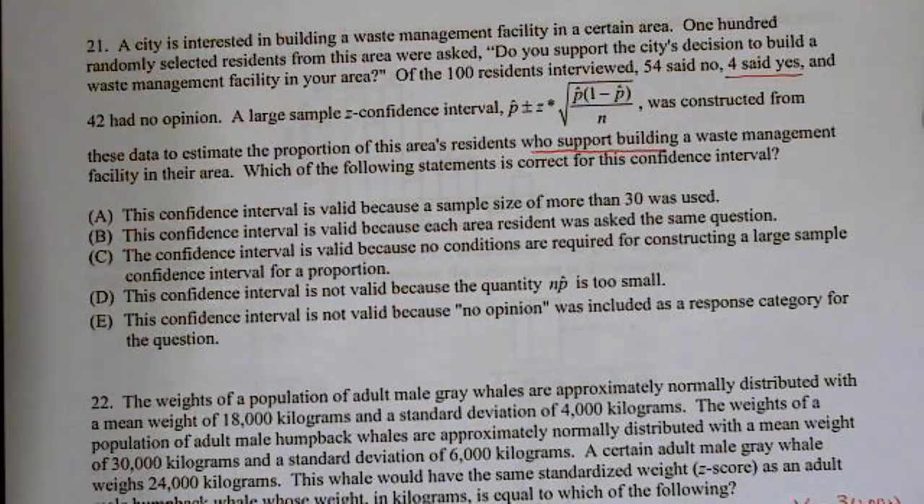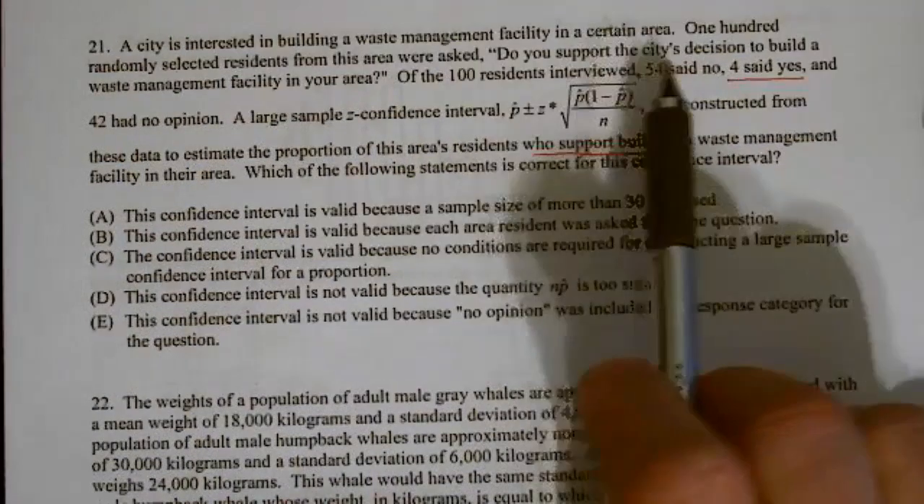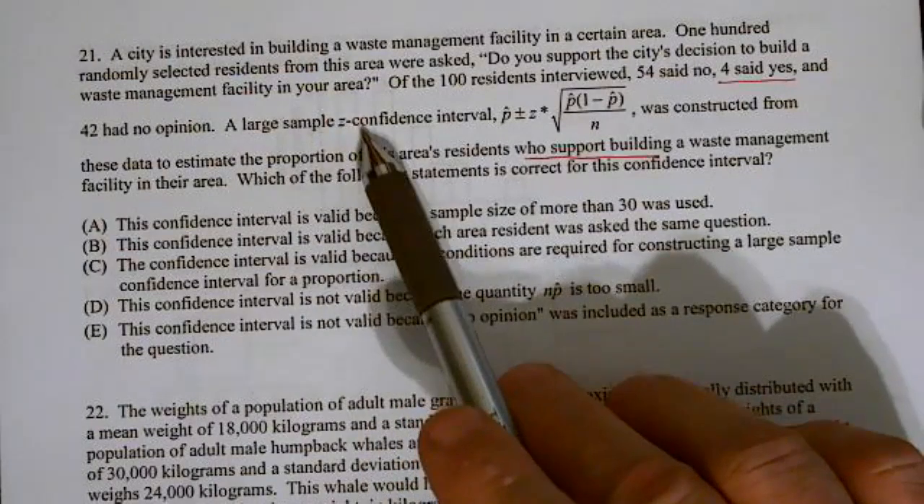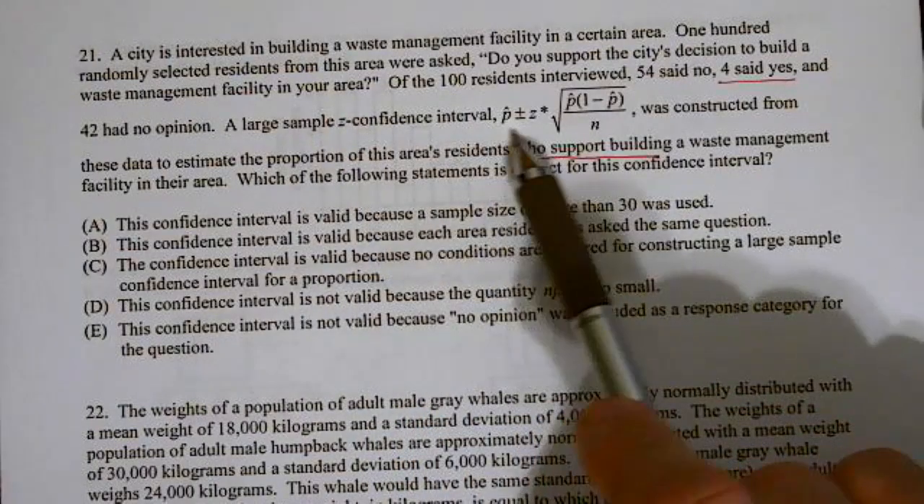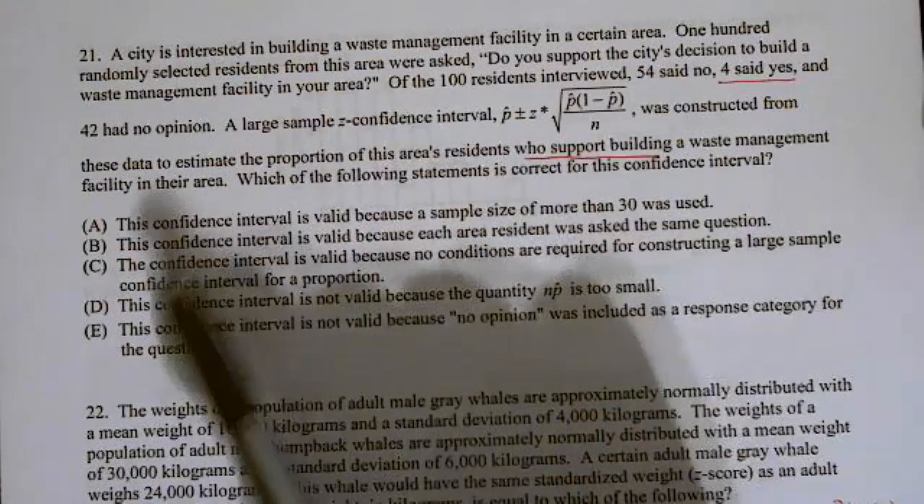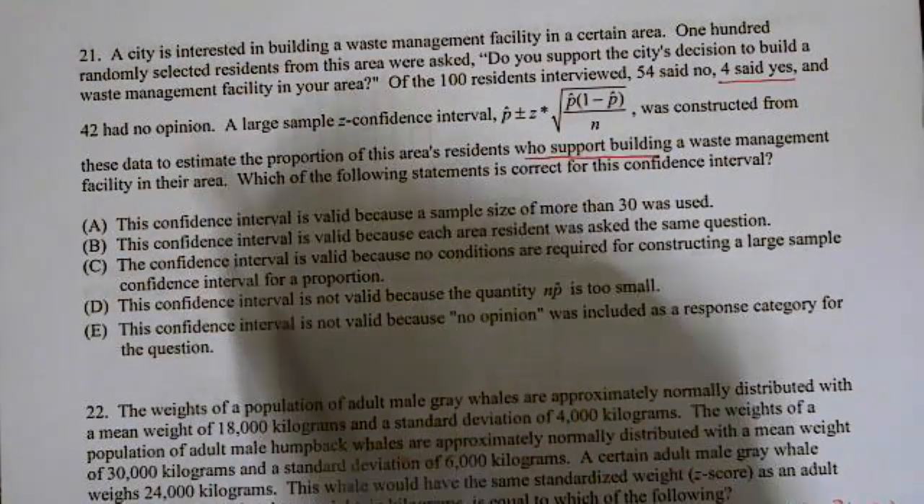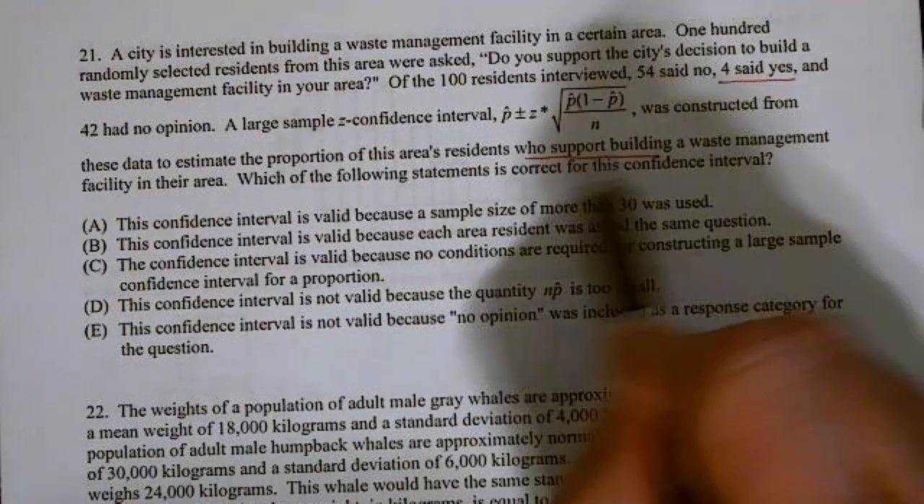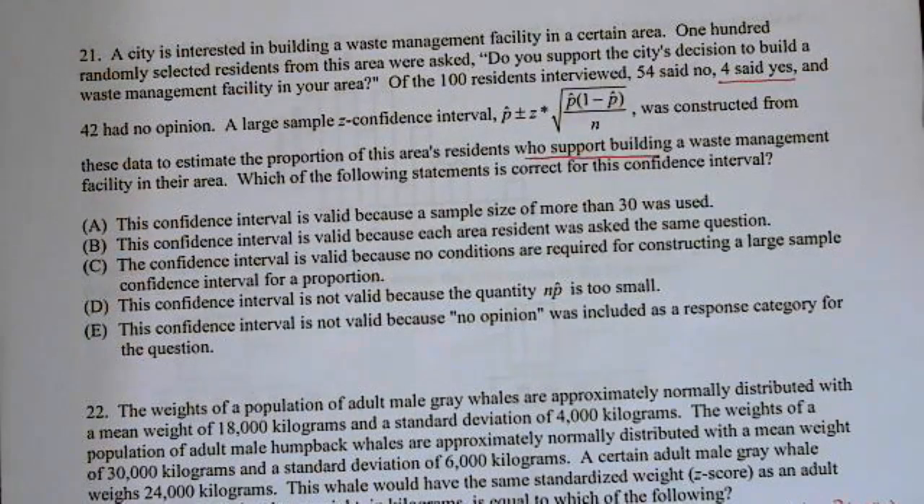So a city is interested in building a waste management facility in a certain area. 100 randomly selected residents from this area were asked, do you support the city's decision to build a waste management facility in your area? Of the 100 residents interviewed, 54 said no, 4 said yes, and 42 had no opinion. A large sample Z confidence interval for p hat plus or minus z star, etc., was constructed from these data to estimate the proportion of the area's residents who support building a waste management facility in the area. Which of the following is correct for this interval?